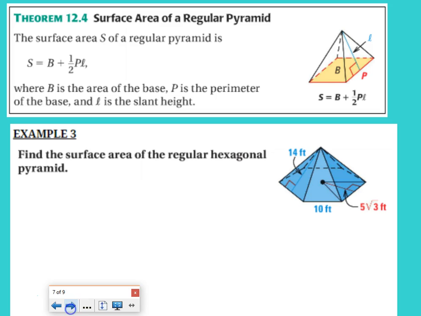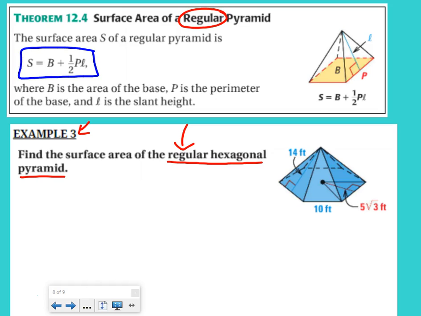So that is why our surface area of a regular pyramid formula only works for a regular pyramid. So it has to be a regular pyramid. If you look in example 3, it says a regular hexagonal pyramid. So as long as you see that word regular, you can use the formula. So our formula is B plus 1/2 PL. B is the area of the base. P is the perimeter of the base. And L is that slant height. Okay, so the area of the base, we're going back to 11.6 where we talked about area of regular polygons.